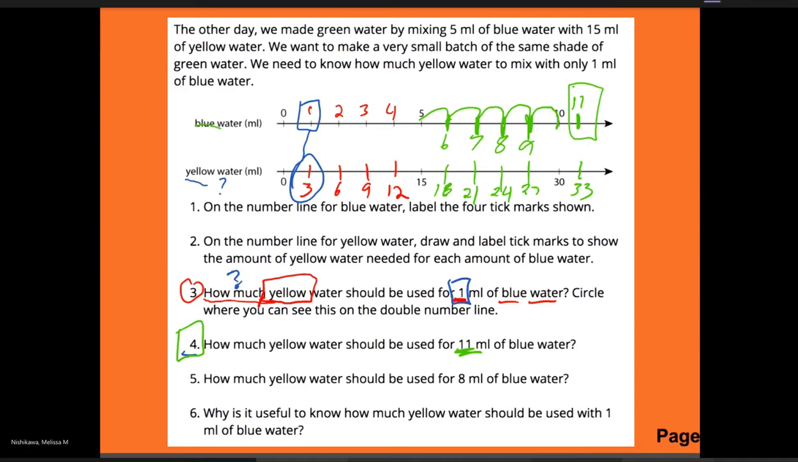So what I feel like a lot of you might end up struggling with, that you might need to practice on, is how to just make these number lines and how to find the units. And again, that is taking the number of spaces. For instance, we had 5 tick marks that we got from our blue water, and dividing our number by that to know how many units we have. So for how much yellow water should be used for 11 milliliters of blue water? It would be 33 milliliters.